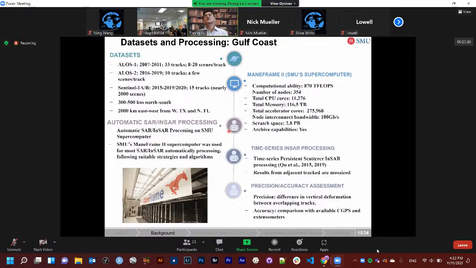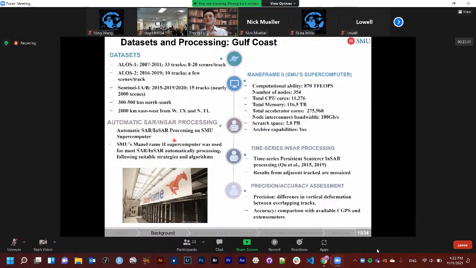So we use SMU's mainframe supercomputers to do all the processing, and it's automatic processing, from the SAR processing to the InSAR processing to time series processing, done automatically by our mainframes. And of course, the primary author here is Dr. Fei Chu.